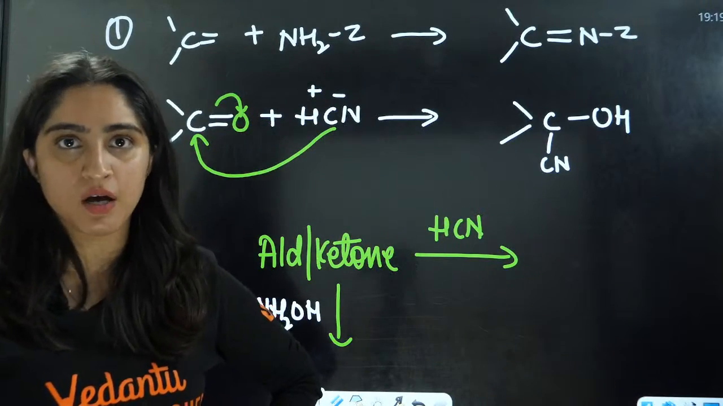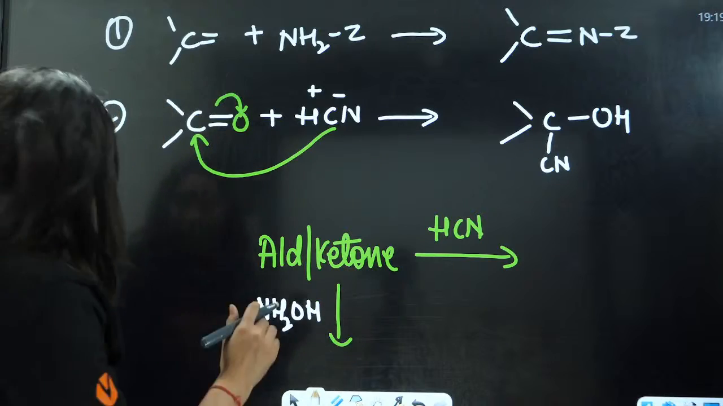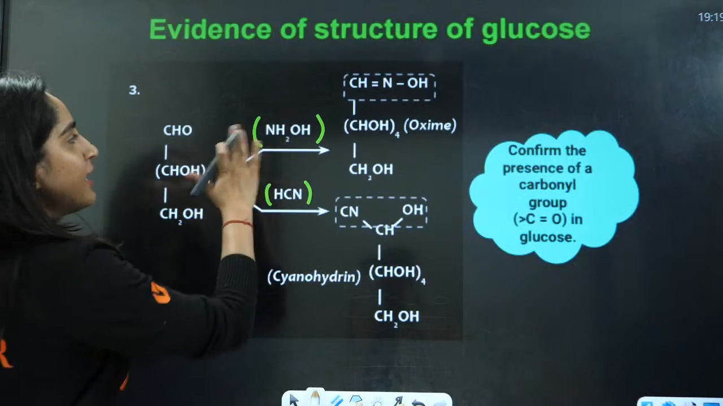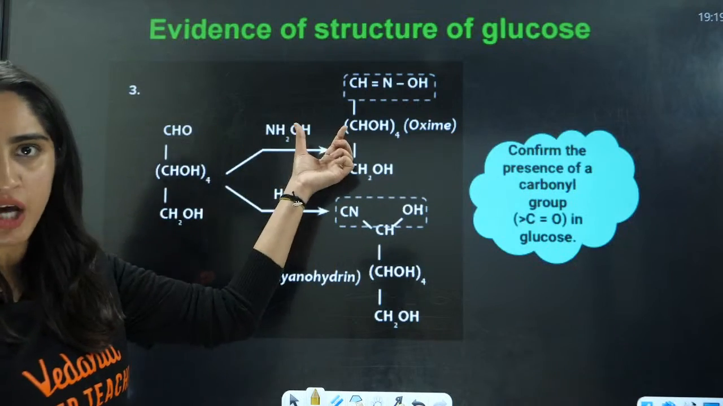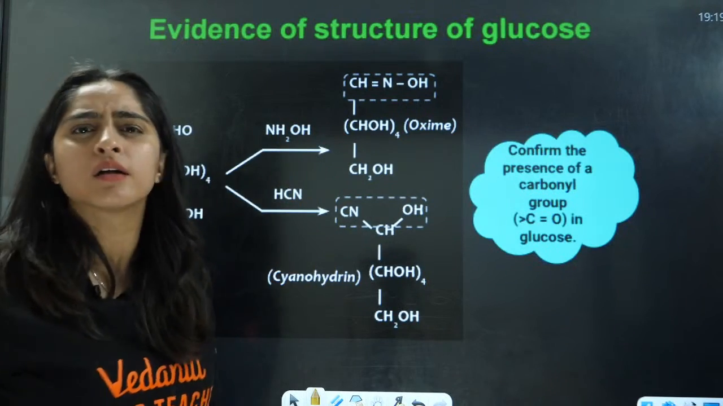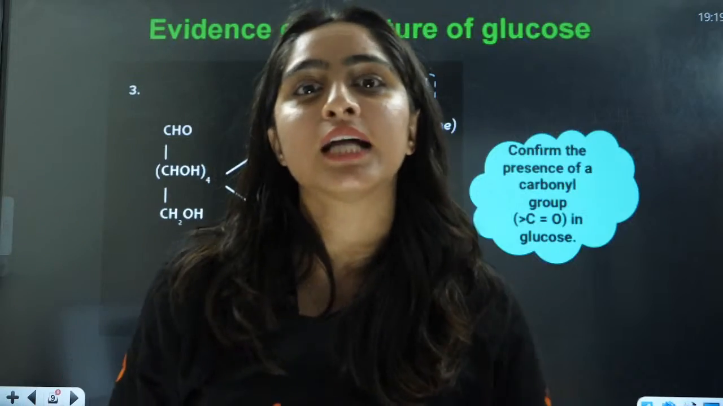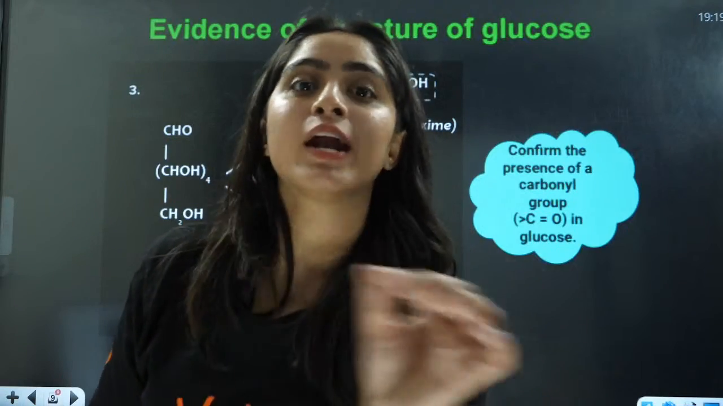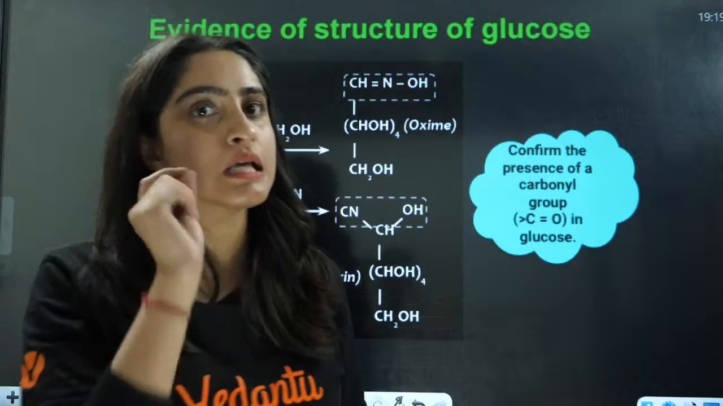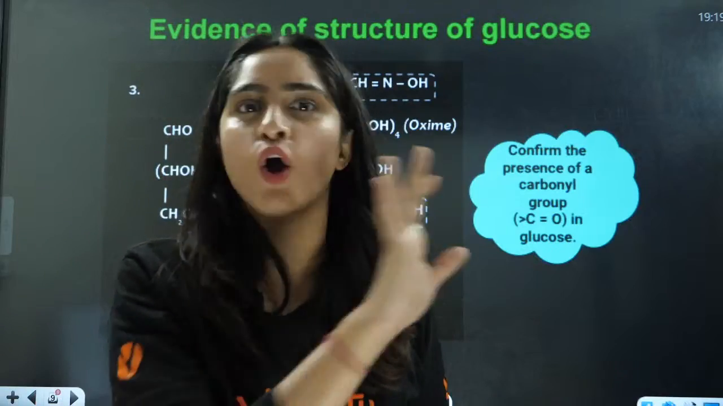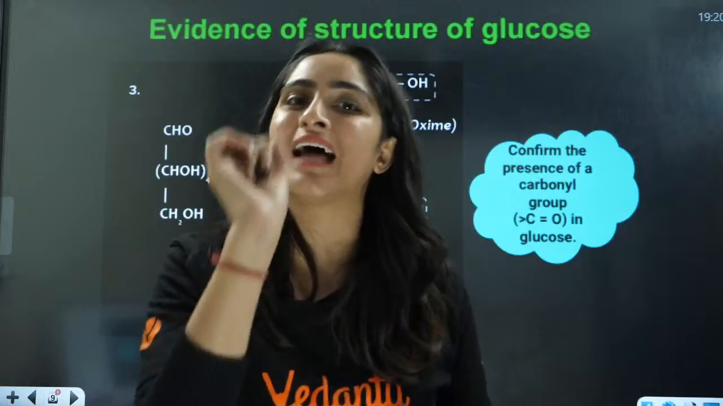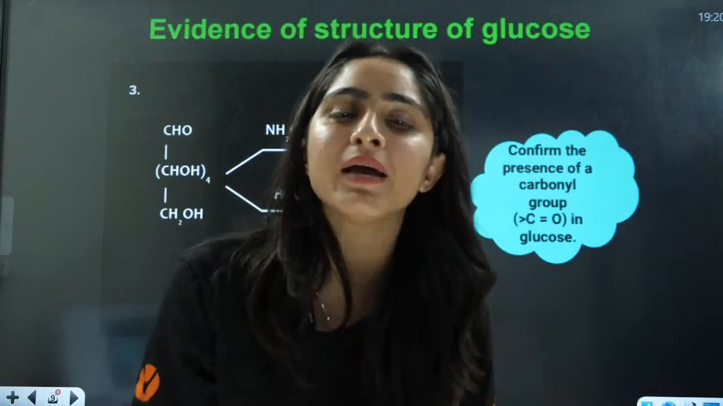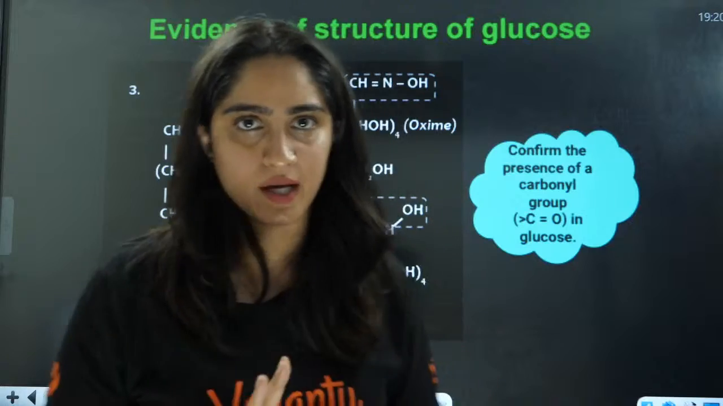We know that reaction. So now, what we saw here, if we react this glucose with NH2OH, ammonium hydroxide, or HCN, the same reactions happen that we actually thought for aldehydes and ketones. That means there is one aldehydic or ketonic group here. We don't know if that is aldehydic or ketonic. That can be aldehydic, or that can be ketonic, right?